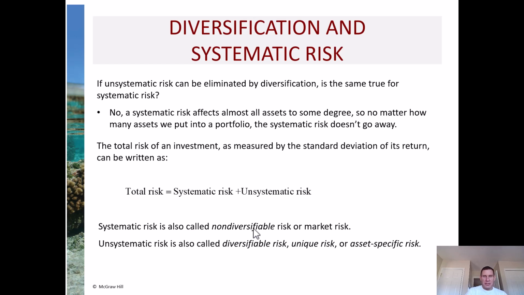The total risk of an investment, as measured by the standard deviation of its return, can be written as, we remember this from before, right? Total risk equals systematic risk plus unsystematic risk. So the systematic risk is what we call the non-diversifiable risk, because you're not able to diversify that away and lower that risk. Or you can just call it the market risk. The unsystematic risk is also called diversifiable risk, unique risk, or asset-specific risk. Now here, what we're saying is we can diversify that away by broadening out our asset base, if you will.